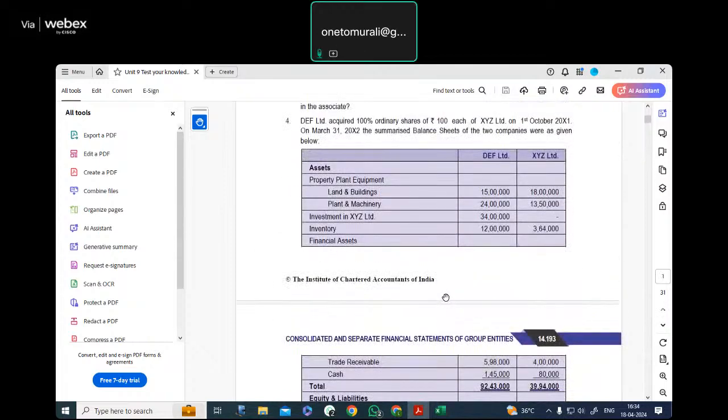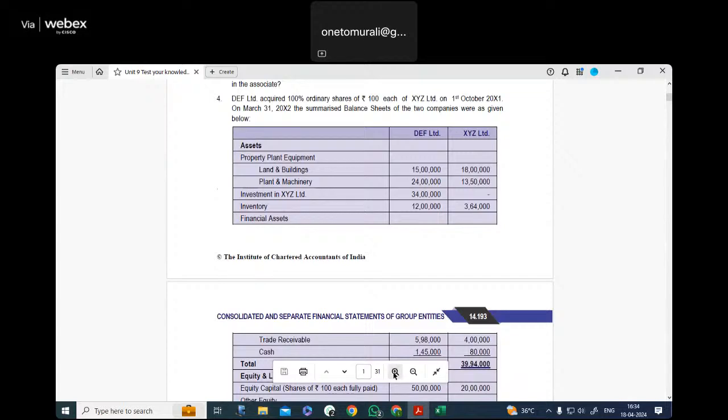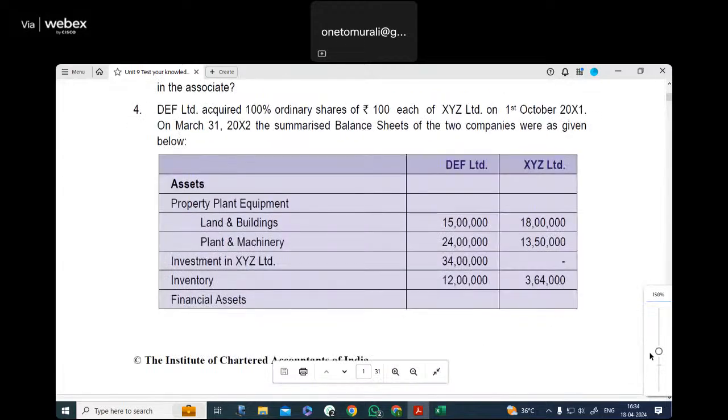So question number 4, we will take it up. So we have just closed all accounting standards. 35 accounting standards we have covered. One moment.